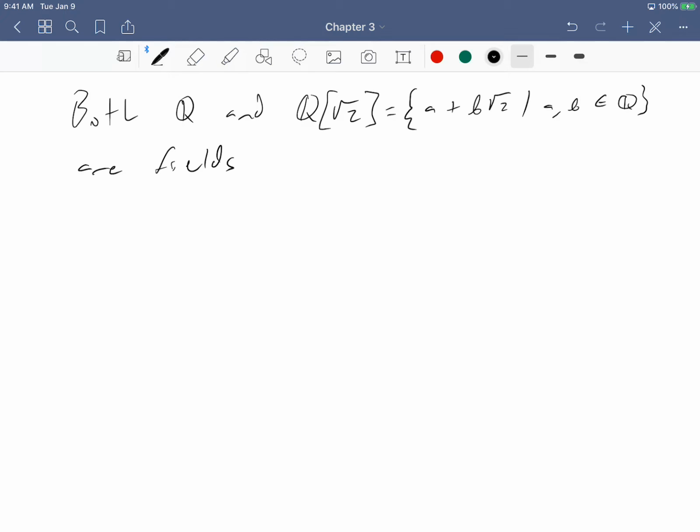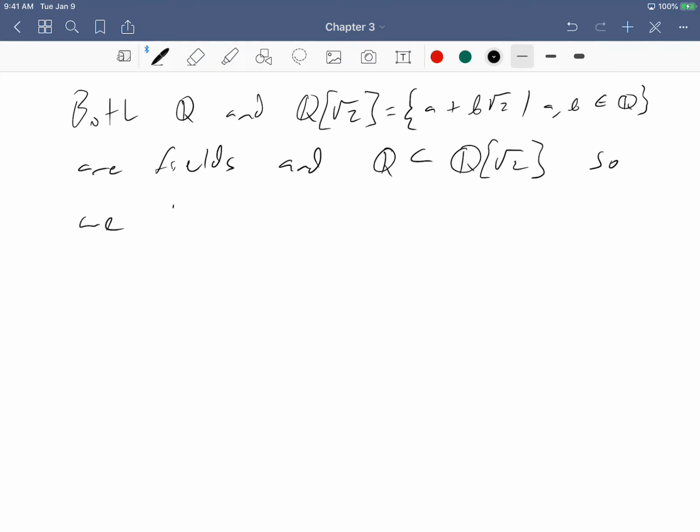And we also had additive inverses. We had an additive identity, a multiplicative identity, and we had multiplicative inverses for everything except 0. So remember, we figured out how to write 1 over a plus b root 2 in that same form of rational plus rational root 2. All right, so these are both fields, and Q is a subfield of Q adjoin root 2.